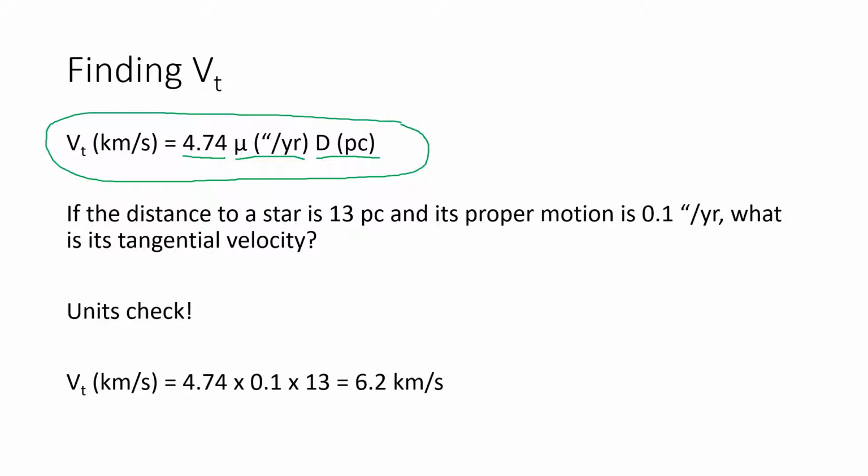So let's do a problem. If the distance to a star is 13 parsecs and its proper motion is 0.1 seconds of arc per year, what is its tangential velocity? Well, we have the formula, but before we grab the calculator, let's do a units check. Now, is the proper motion given in seconds of arc per year? Sure is. Is the distance given in parsecs? Yep. All right, now we're ready to go. So we plug in 4.74 times 0.1 times 13, and it gives us 6.2, and the formula already tells us that the answer is going to be in kilometers per second.